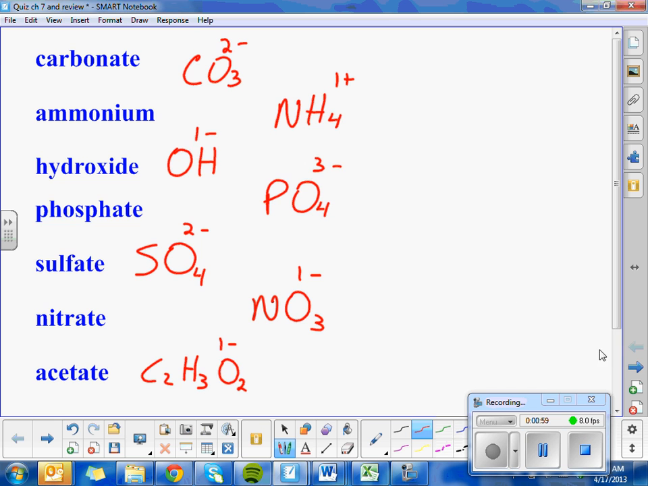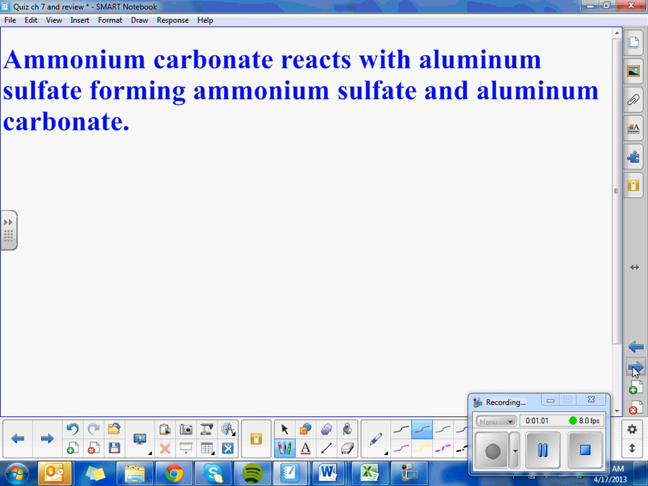Now we'll look at balancing a couple equations. First one here, given to you in word form, we have ammonium carbonate. So we have NH4, which is a 1 plus, CO3, which is a 2 minus. We write symbols, oxidation numbers. Now we crisscross, need parentheses around the NH4 to cross the 2 down. Reacts with is our plus sign.